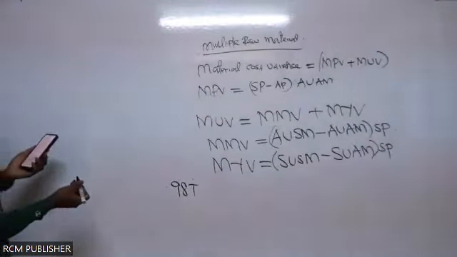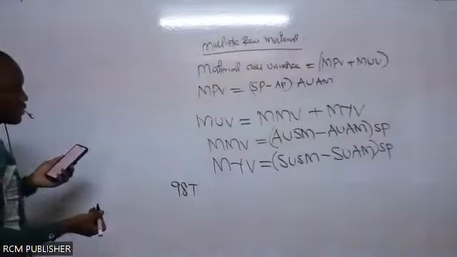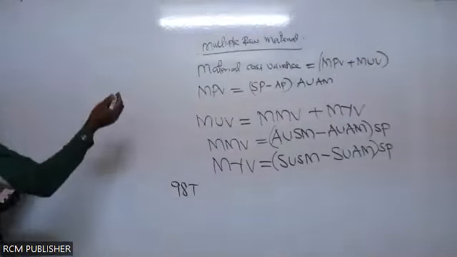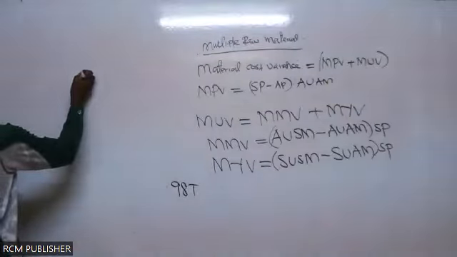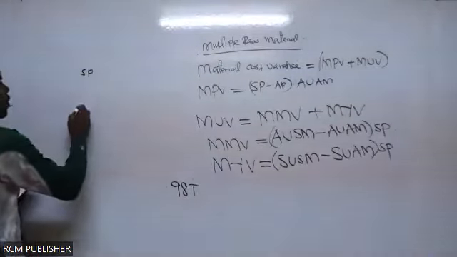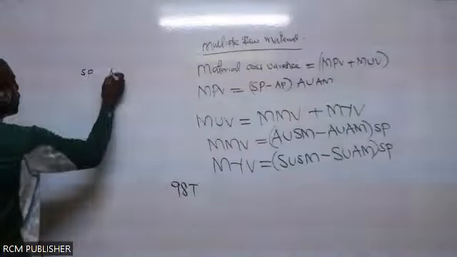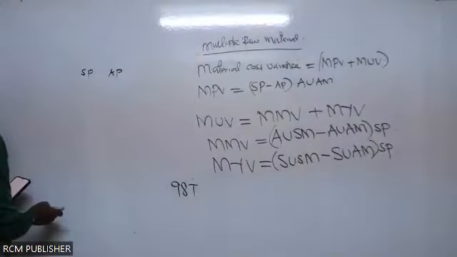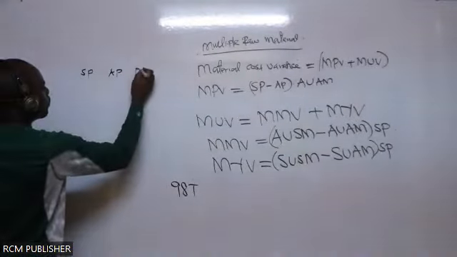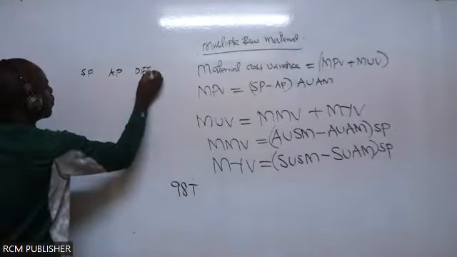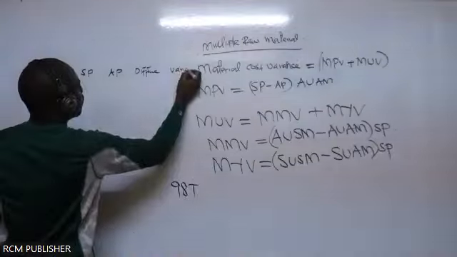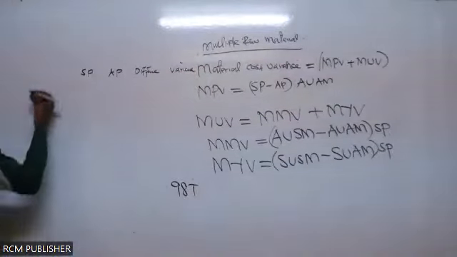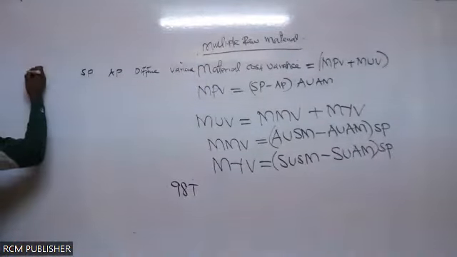The first thing that we now need to get is the material price variance, which is the standard price. So I will come here and have my standard price. Then I have my actual price. Then I have the difference. Then I get my variance. So here I have the material.